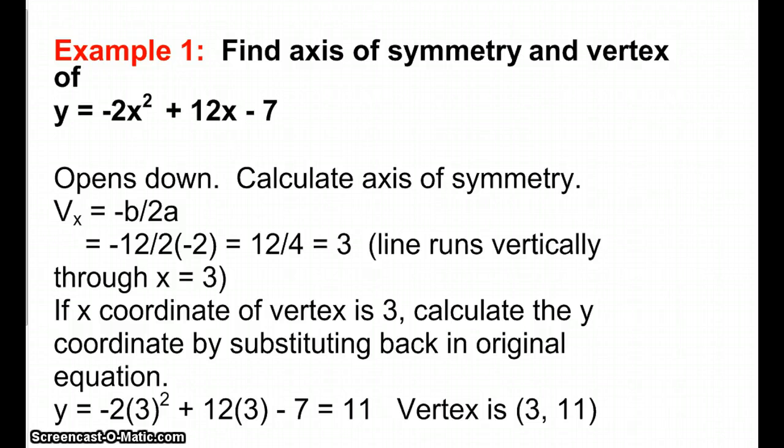So we take the 3 that we just calculated and put it back in the original equation as shown on the bottom line. y equals negative 2 times 3 squared plus 12 times 3 minus 7. That equals 11. So the y-coordinate of the vertex is 11. We now know both coordinates of the vertex, (3, 11).